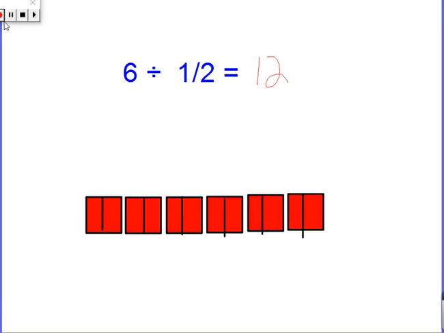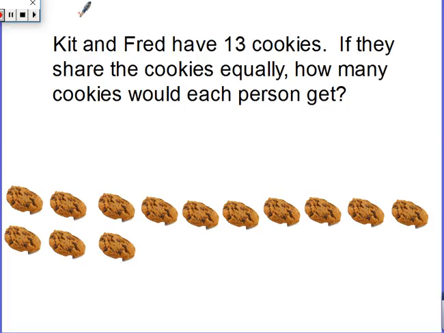So let's look at this story problem. Kit and Fred have 13 cookies. If they share the cookies equally, how many cookies will each person get? Before, we said you can't be equal on cutting cookies, but they are specifically asking us to divide 13 divided by 2.